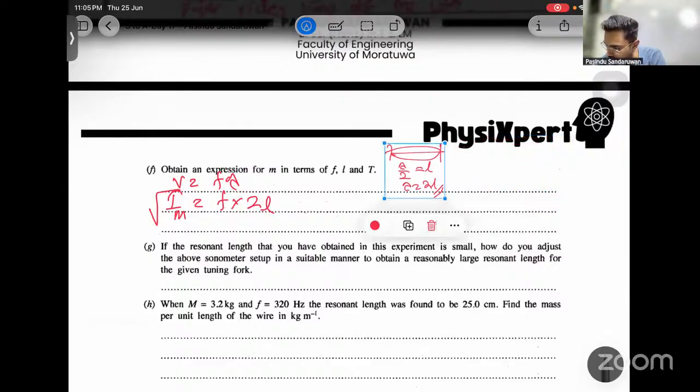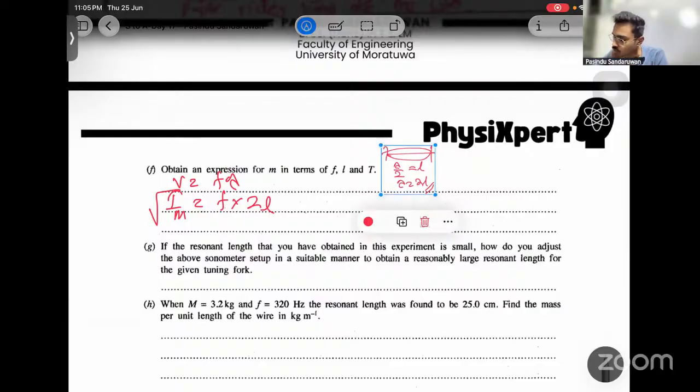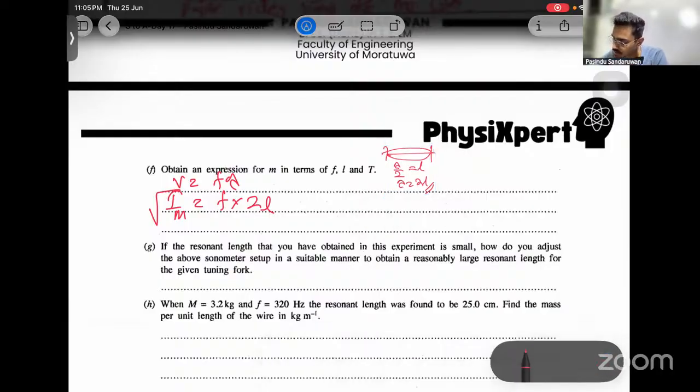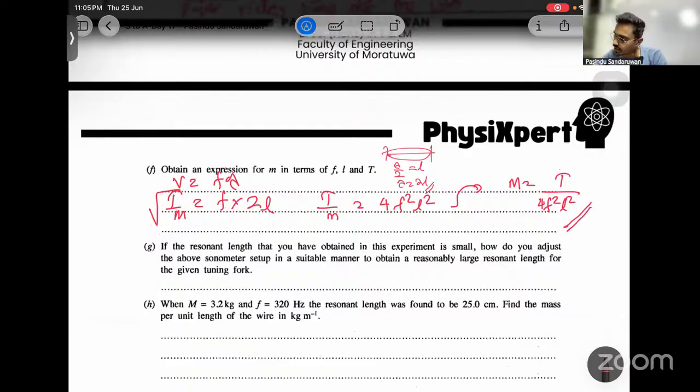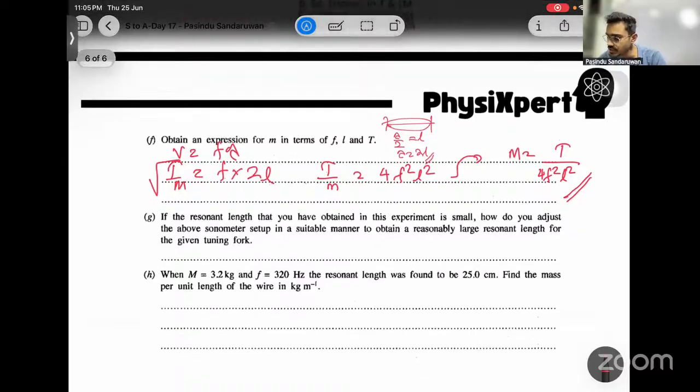Right, see, remove the square root here. Then T over M equals, this side becomes square of 2 is 4, F squared, L squared. Subject M, then M equals T over 4 F squared L squared.